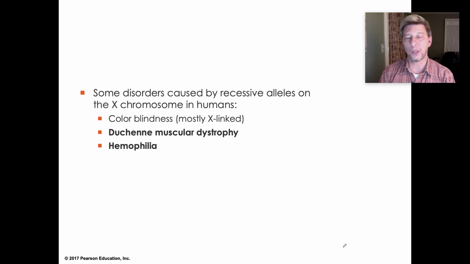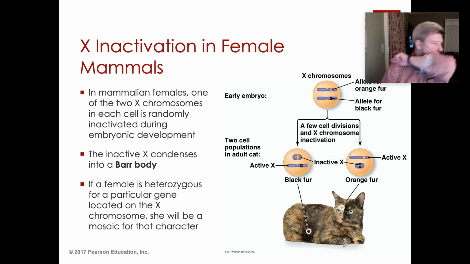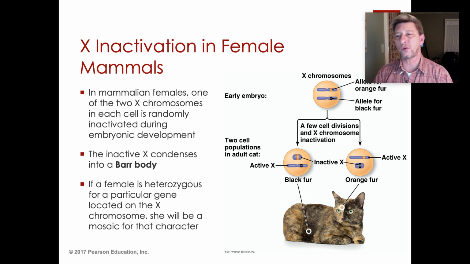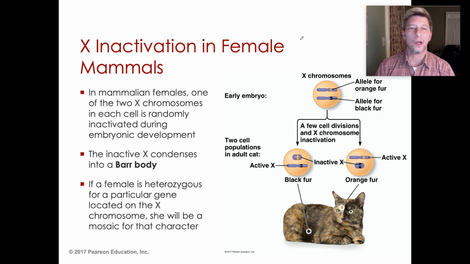Other examples include hemophilia and certain forms of muscular dystrophy. Now, there's also another interesting aspect to the development of females. In mammalian females, typically, one of the two X chromosomes in each cell is randomly inactivated during development. And that inactive X chromosome develops into what we call a Barr body.